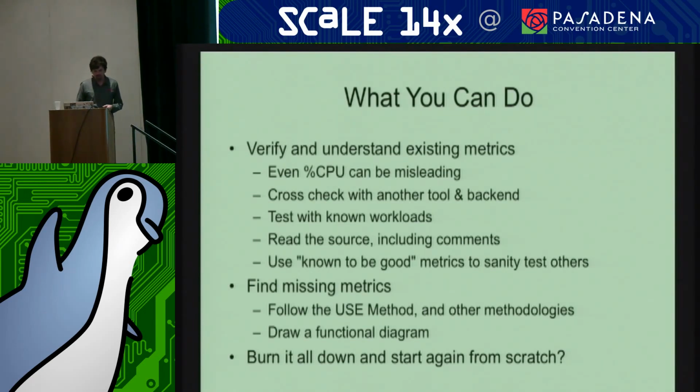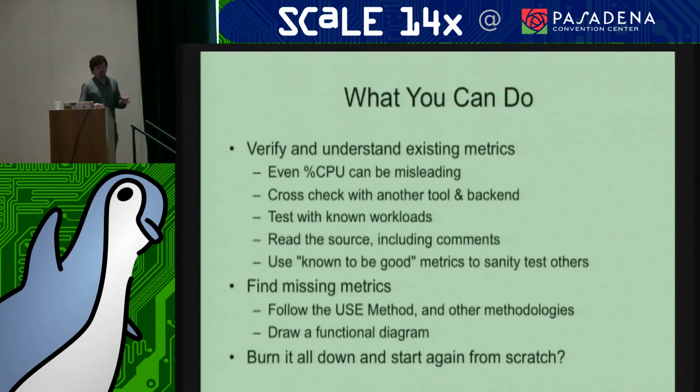Reading the source, obviously, and using known-to-be-good metrics. To find the missing metrics, that's even harder. So use methodologies like the USE method to pose questions for metrics to answer, and that's a great way to discover that you're missing metrics. Also, draw a functional diagram of the environment, or Linux, or the application, to try and figure out which parts you don't have observability for.